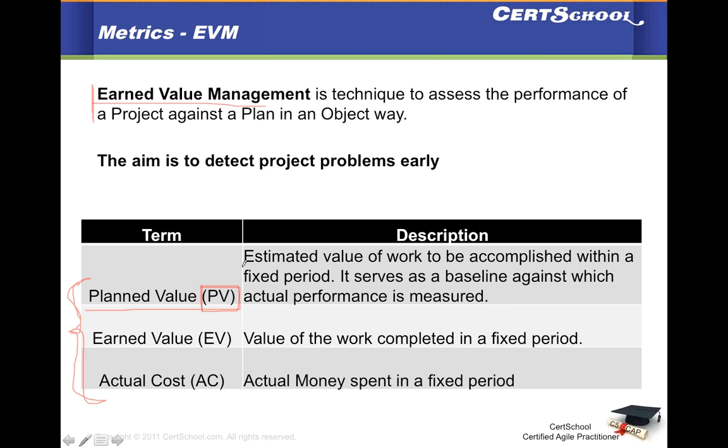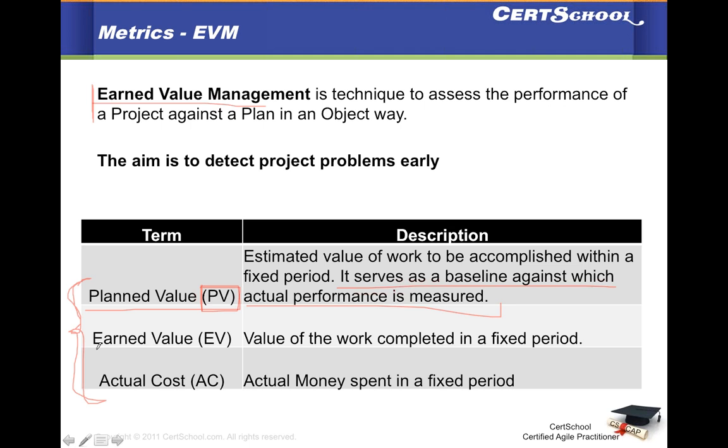What is planned value? It's the estimated value of work to be accomplished within a fixed period. What the value that you plan to deliver in that fixed period. This serves as a baseline. So this is planned, and you will use this to see the performance against the actual as you start executing. It serves as a baseline against which actual performance is measured.